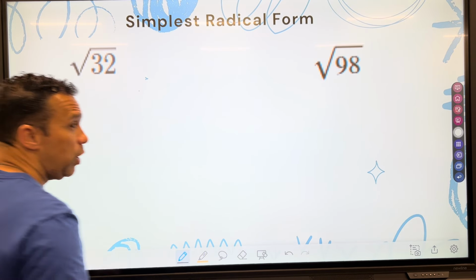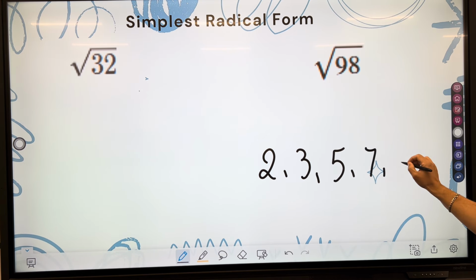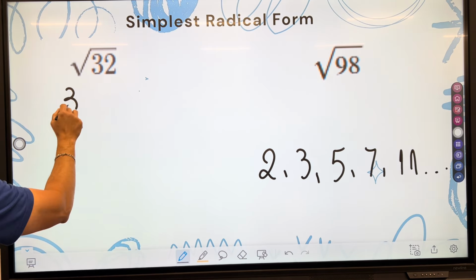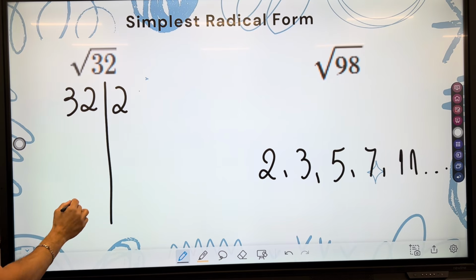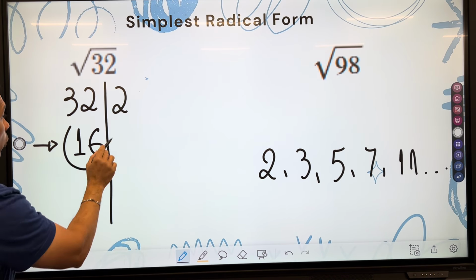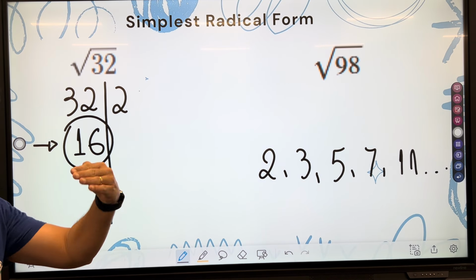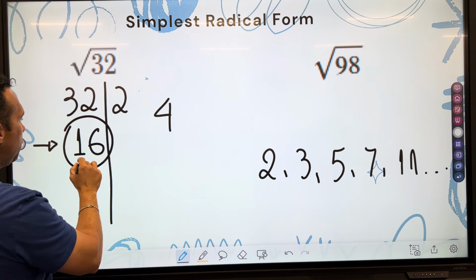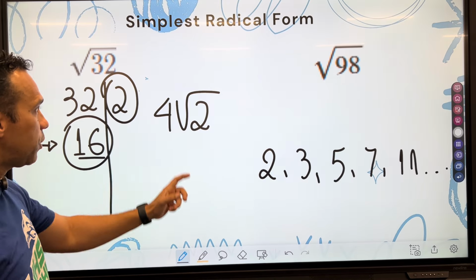I like doing this using prime numbers, 2, 3, 5, 7, 11, and so on, dividing by them, like factoring. So we write the number and we divide. Since 32 is even, we go by 2. 32 divided by 2 is 16. For the next number, we always ask, is 16 a perfect square? I mean, is there a square root for 16? Yes, 4 times 4 is 16. At this moment, we stop, we write the square root of 16, and this guy, the lonely one, goes inside the radical.